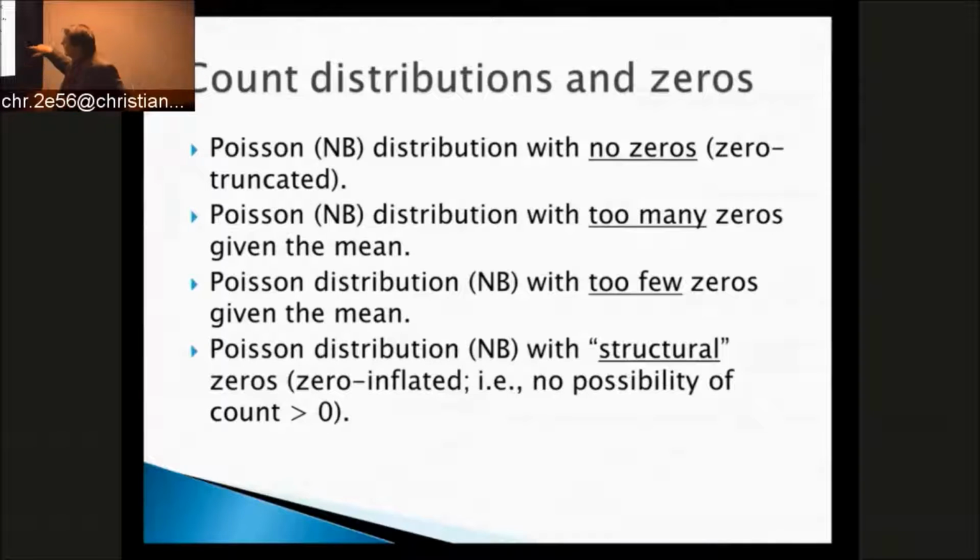When I first got into this, I thought that's what zero-inflated meant, too many zeros, which I still think is kind of a good description of too many zeros and zero-inflated. And too few zeros would be underinflated. But technically, zero-inflated refers to this phenomenon where you have zeros that can't be anything other than 0. And so I tried to think of an example of this.